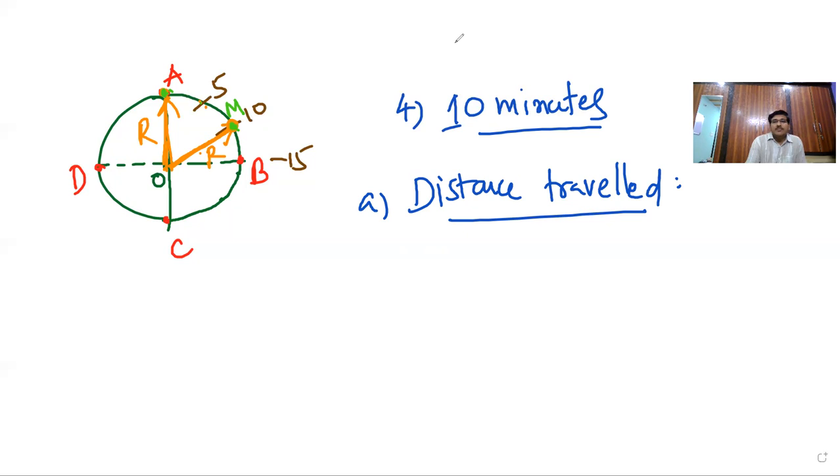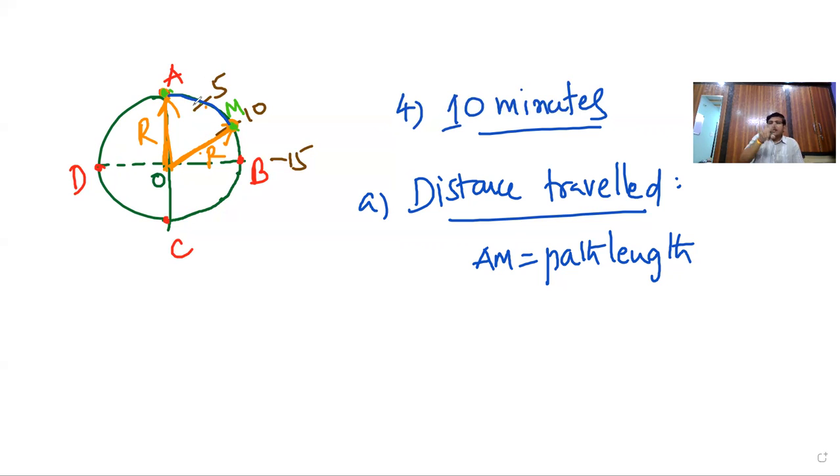Now in this case, what is the path length? AM is the path length. AM is the distance. We need AM. Clear? For this case, observe carefully. In one rotation, the minute hand is moving how many minutes? 60 minutes it is moving. In one rotation, the minute hand is moving 60 minutes.